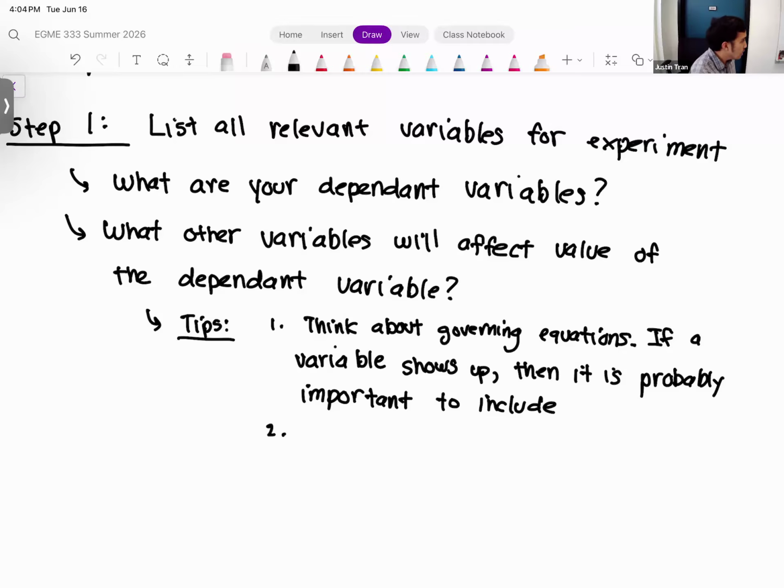Besides that, you can think of other factors of your system or your experiment that may affect your results. The next three tips here are categories of different variables that you can consider. The first and most obvious is the geometry of your system. Things like the lengths, areas, diameters, radii, things like that.